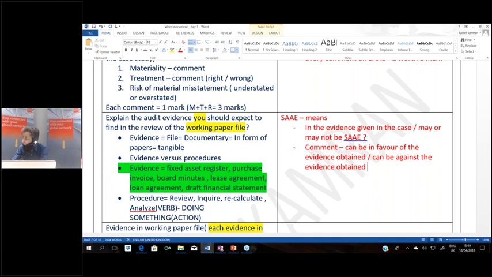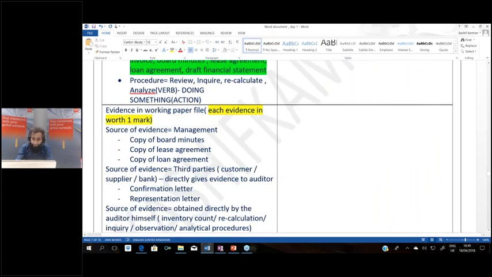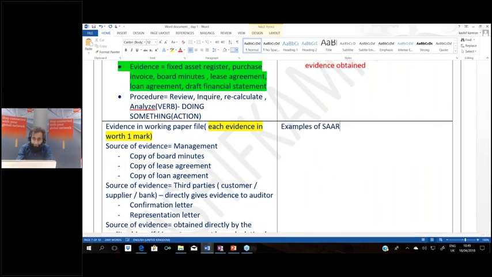I'm starting with examples of what makes evidence sufficient and appropriate, on which you need to comment. In the type 2 question, we are not gathering evidence. Rather, we are commenting on the evidence, whether it is sufficient or not, or appropriate or not. Okay, let's start with some examples of sufficient appropriate audit evidence.